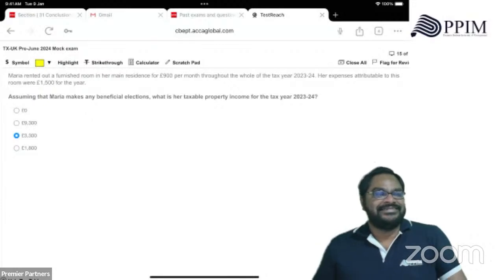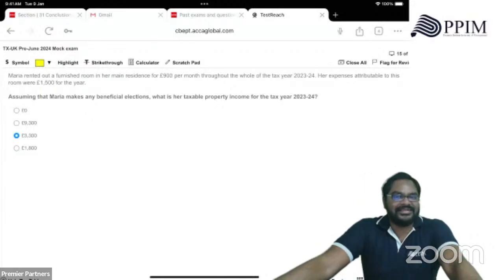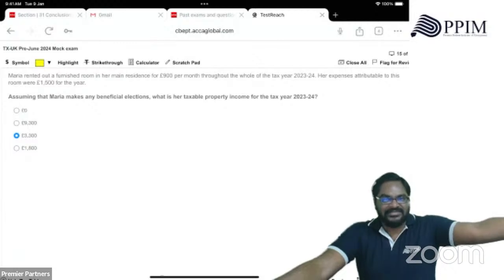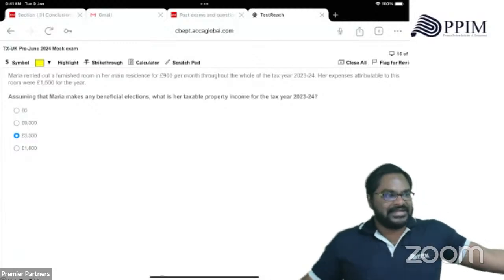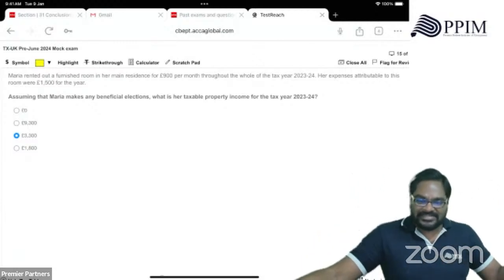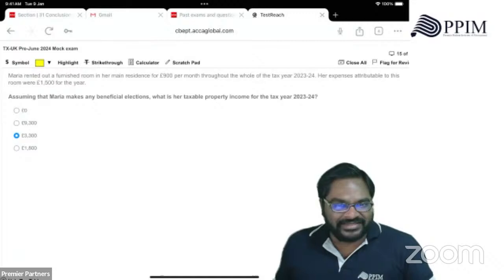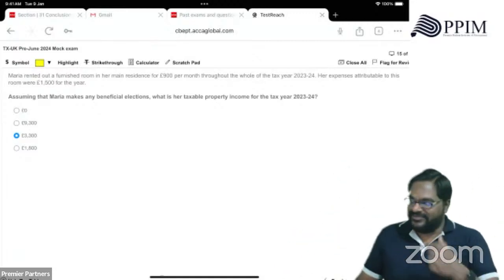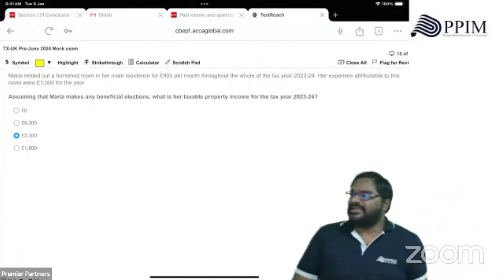Finally. It's a room rented out from the main residence. Then you have something called rent-a-room relief. If you have rent-a-room relief, compare your actual expense against the 7,500 rent-a-room relief. Whichever is higher, you can claim that. In this case, 7,500 is higher. So claim that, then you will end up with 3,300. Are you okay? Right, okay.